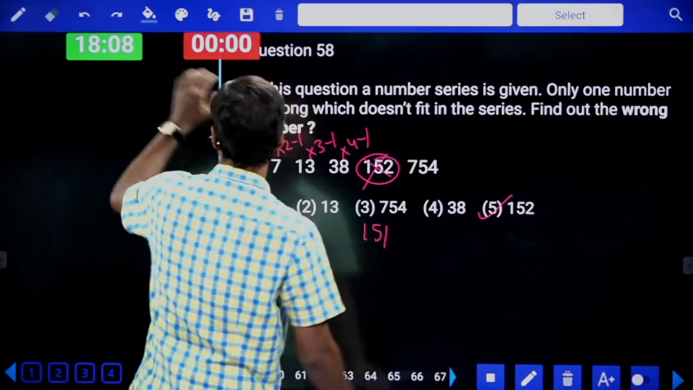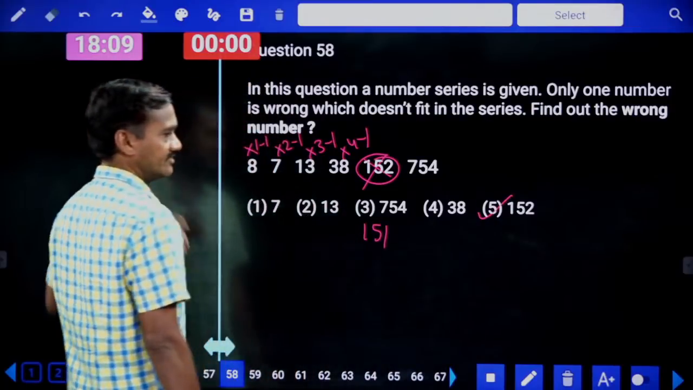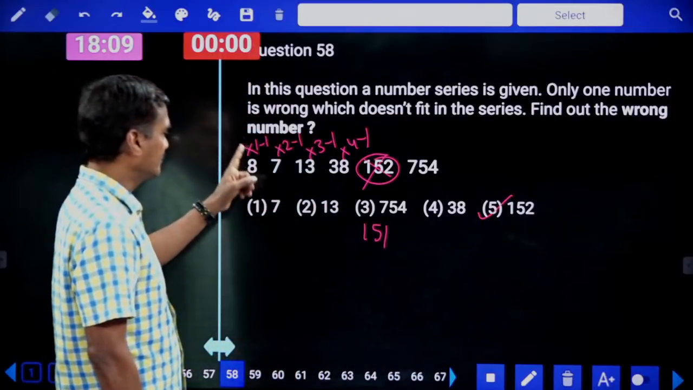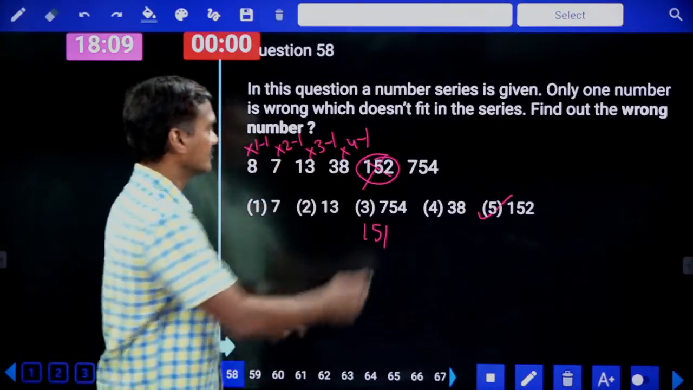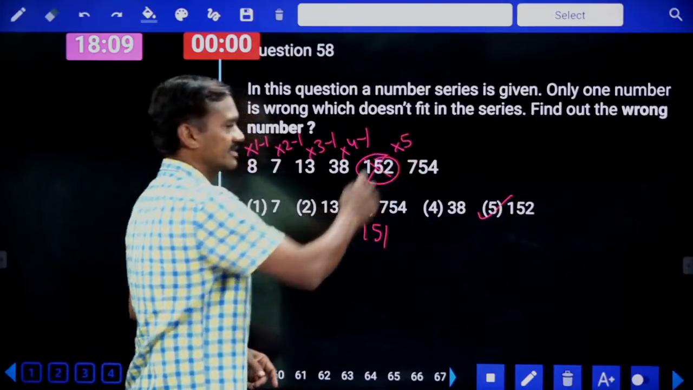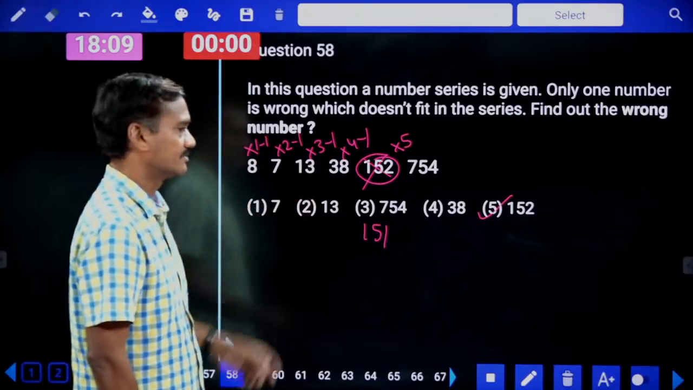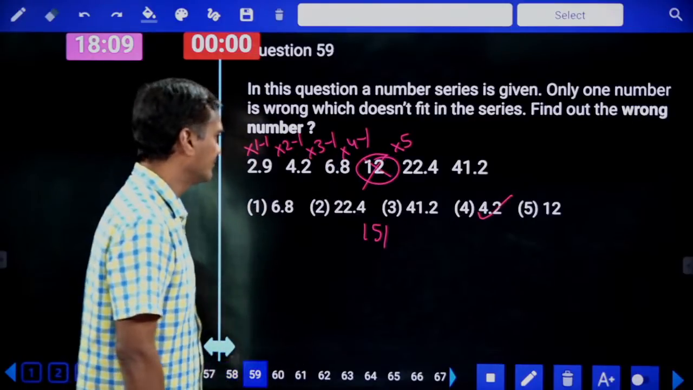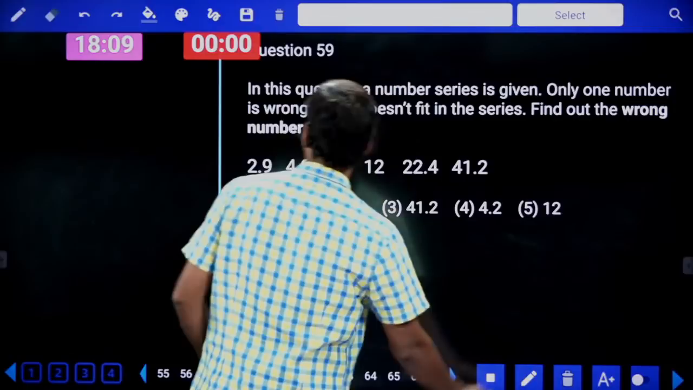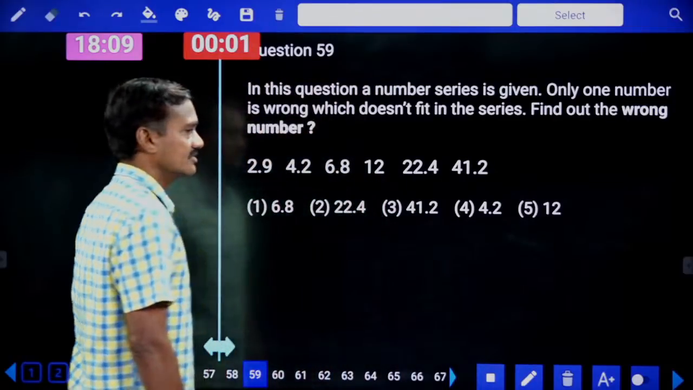Hence what is your answer? Choice 5. Done with this? Now if you observe the pattern here, into 1, into 2, into 3, into 4, into 5, and 1 is subtracted from the product, minus 1 and so on. And this is about question number 58. Then 59. Let's start working out this 59.